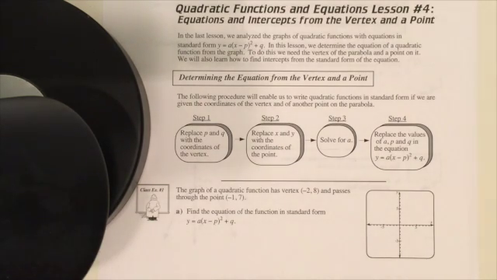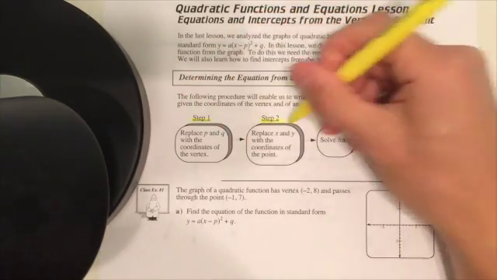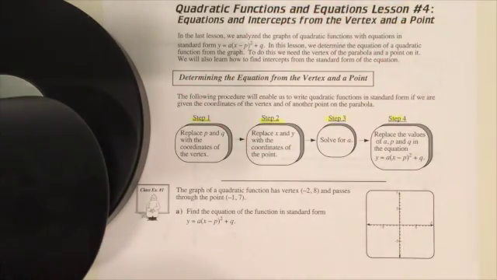Welcome to lesson number 4, equations and intercepts from the vertex and a point. What we want to do here is determine the equation if we're only given the vertex and a point on our graph. The first thing we're going to do is follow these steps: step 1, step 2, step 3, and step 4.